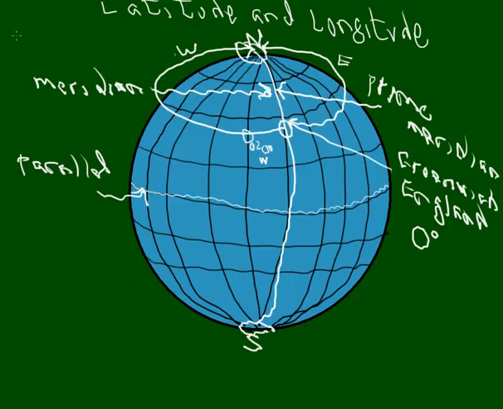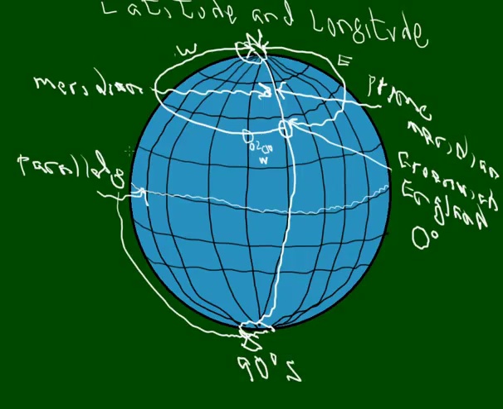Latitude, on the other hand, starts at the equator, and this latitude line that I've highlighted here is the equator. It starts at the equator and runs all the way down to the South Pole, where the latitude is 90 degrees south.